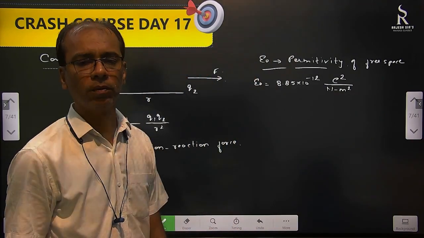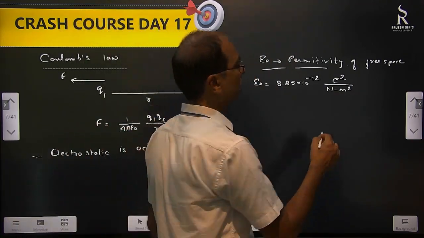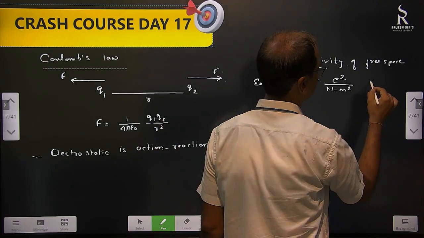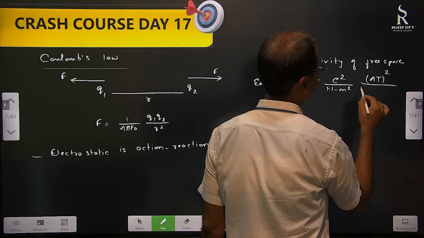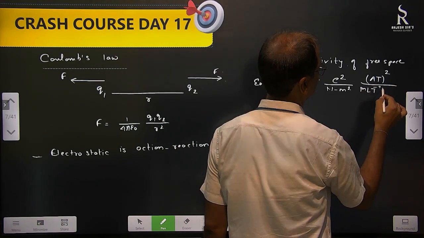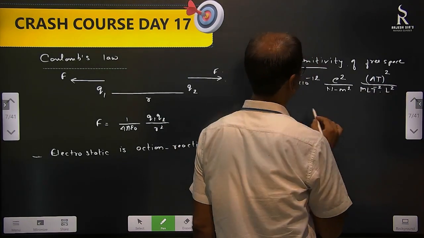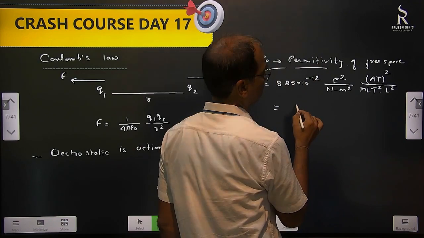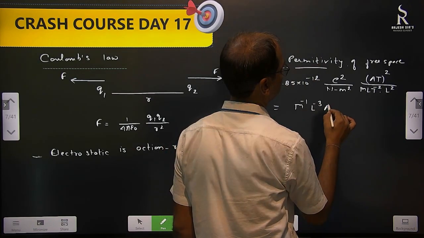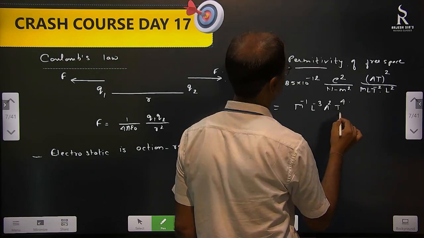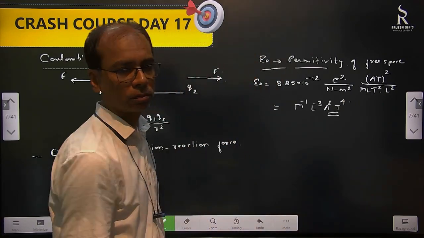And from the unit we can very well find out its dimensions also. Coulomb means ampere second, squared. Newton means M L T to the power minus 2. Meter square means L square. So we have the dimensions M to the power minus 1, L to the power minus 3, A to the power 2, T to the power 4. These are the dimensions of epsilon naught.